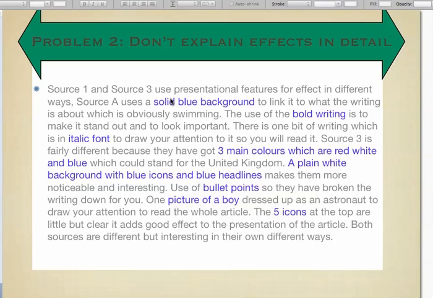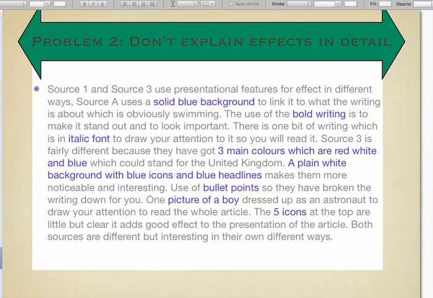Look, it talks about there's a solid blue background, there's bold writing, there's an italic font, there's 3 main colours. They're again talking about background, but going on to talk about icons and headlines, bullet points, picture, icons again. So all the way through, it's writing about presentation. So it is answering the question, which is quite good in a way, but it actually gets the same mark. It also gets 4 out of 12. Not very many. Why is that?